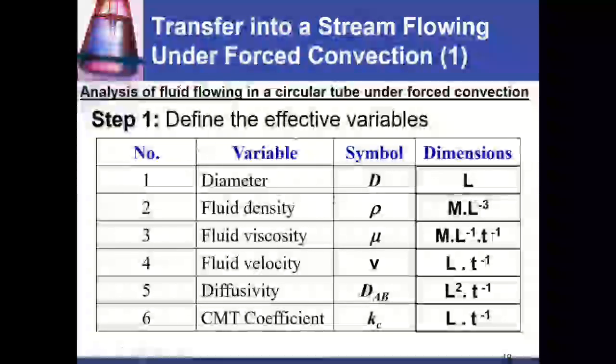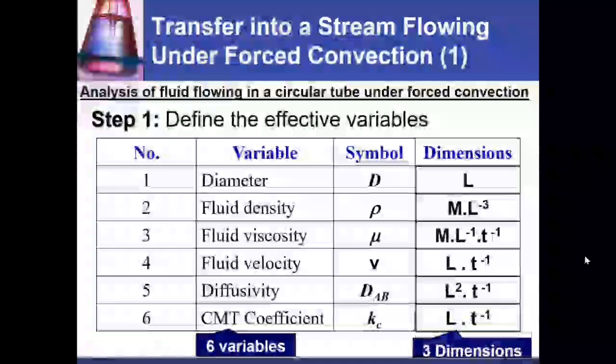So the first step, we define our effective variables. These are the variables that control convective mass transfer under forced condition. These are the symbols we are using, and these are the dimensions of the variables. So we have 6 variables: diameter, fluid density, viscosity, velocity, diffusivity, and the convective mass transfer coefficient. And the dimensions we have are length, mass, and time.